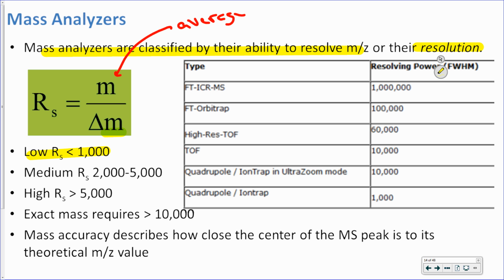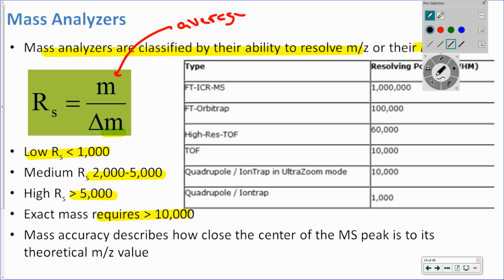Medium resolution is somewhere in the neighborhood of 2,000 to 5,000. High resolution is something greater than 5,000. And then if you really want to try to do exact mass calculations, we'll talk about that at the end of the chapter, you have to have a resolution greater than 10,000. So there's two things we're looking at. One of them is how sharp the peak is, and this is what resolution is a measure of. If you want to think of it as a single peak, it's how sharp a single peak is. And usually you define it at the half height or whatever that height may be. So what is the width at a certain height?